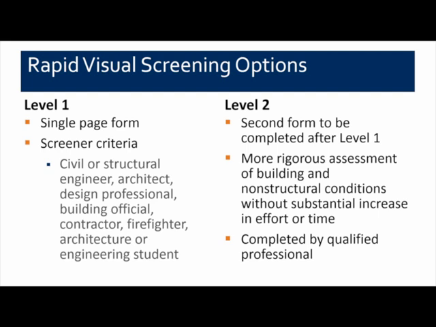So in addition, in the latest version of this rapid visual screening, we have a two-level process. The second level would be optional, but the first level would be a single-page form that's filled out. And this could be filled out by anyone with a very good background in building construction. It could be an engineer, architect, other design professional, or a contractor or student. Anybody that's been properly trained can figure out how to do this initial screening.